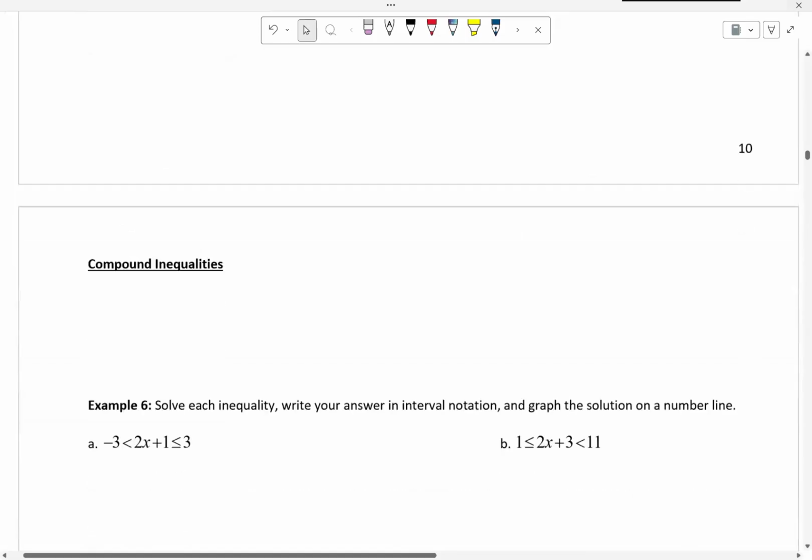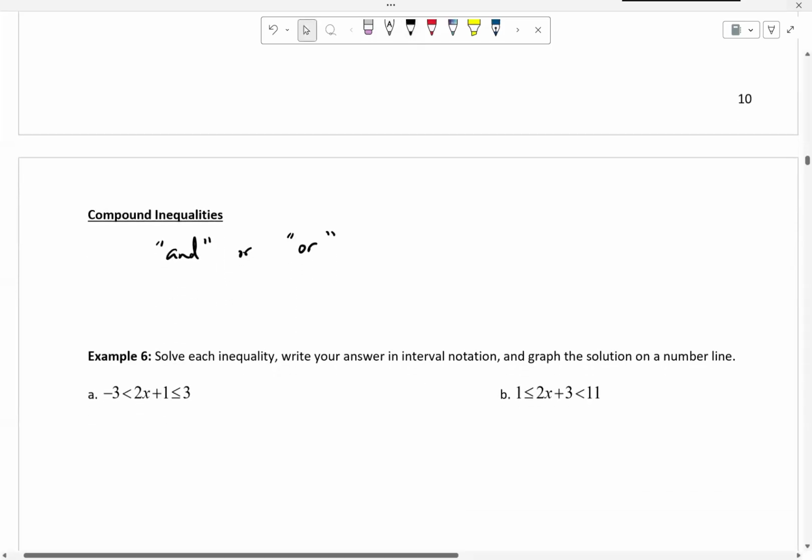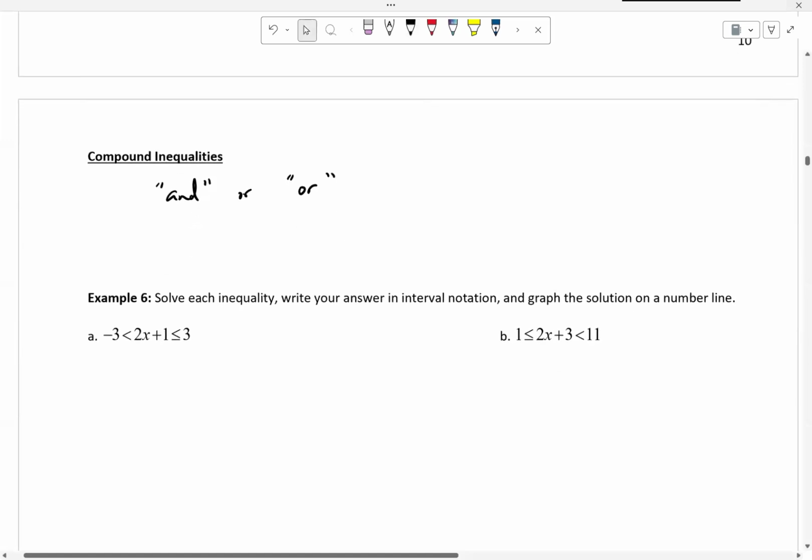Okay, moving on. Compound inequalities. Compound involves 2 words. What are the words for compounds? Do you remember? And. Or. Is example A an and statement or an or statement? Yeah, this quantity here is less than -3 and it's greater than -3. That's why I put it all together. I think you can solve that already. I'll give you a moment to do that.